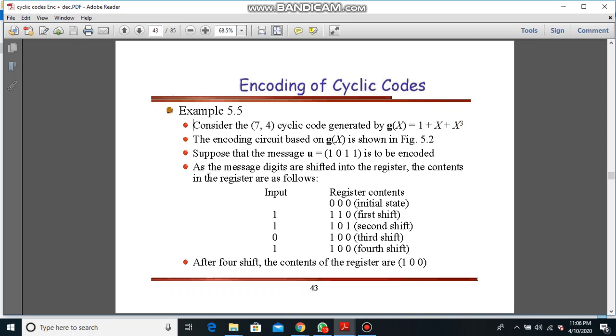The message is this. To be encoded as a message, digits are shifted into the register. The contents in the registers are as follows. Initial state we always consider as 0, 0, 0. So the first data bit is my 1. This 1 will be shifted. So 1 is in B0. Clear? First shift register, initial state, I will multiply this.